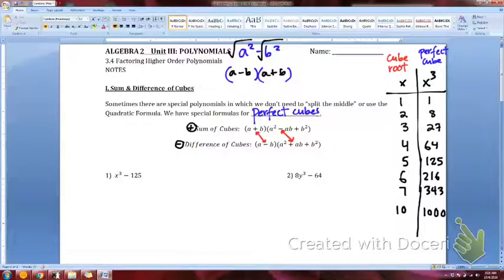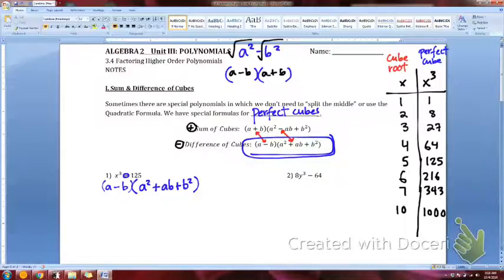So if we look at example number 1, it says x cubed minus 125. So the first thing that I like to do is to set up my formula. I know that this is subtraction, so I'm going to set up my subtraction formula that says a minus b, a squared plus ab plus b squared. So all I did was set up my formula from over here.